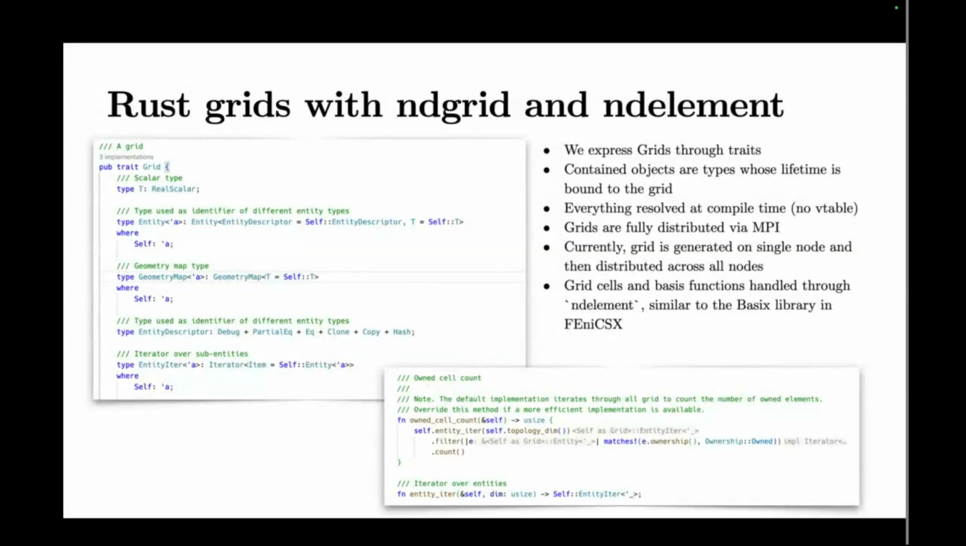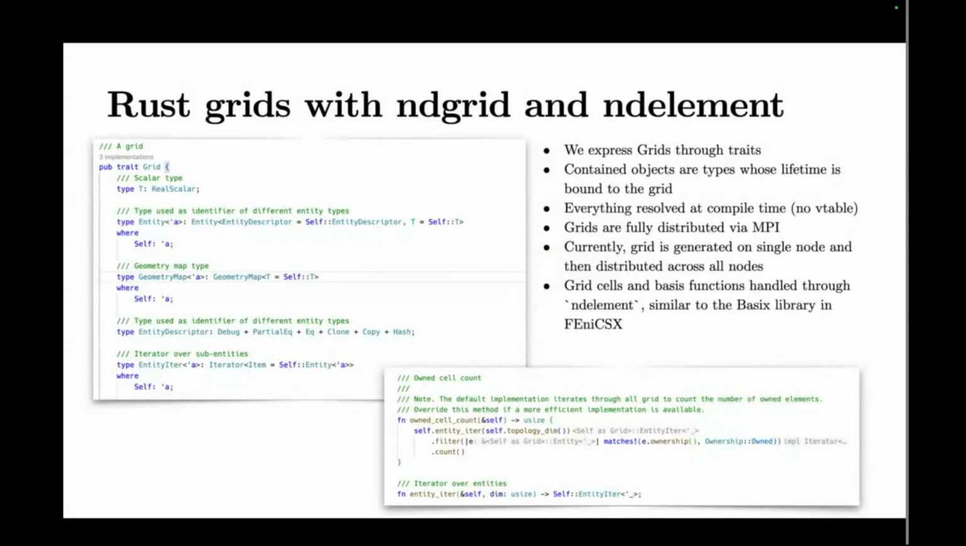And then we have a type which is used as an identifier of different entity types. So we have a type Entity for the grid, for the various cell types in the grid. And this, again, is derived from a trait, or implements the trait Entity. Okay. Then correspondingly, we have a geometry map type and so on, entity descriptor type, and various types of iterators. For example, here is the iterator over sub-entities. We've got other iterators as well, but I didn't want to show the whole trait system.